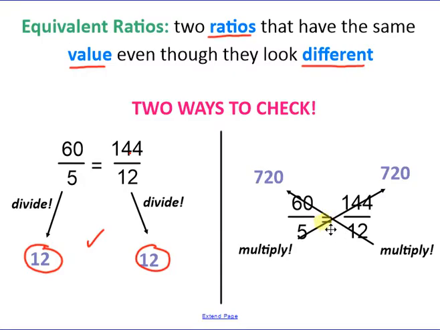The second way that you can check for equivalent ratios is by cross multiplying. You take this number down here and multiply it by this number over here. In this case, 5 times 144 is 720. Then you cross multiply this way, 12 times 60, and you also get 720. If you get the same number when you multiply across, you check out again. You have equivalent ratios. If you get a different number, you do not have equivalent ratios. Again, it comes down to what you're most comfortable with. Either way, you should have a calculator to help you out. Multiply or divide, it's whatever you're most comfortable with.